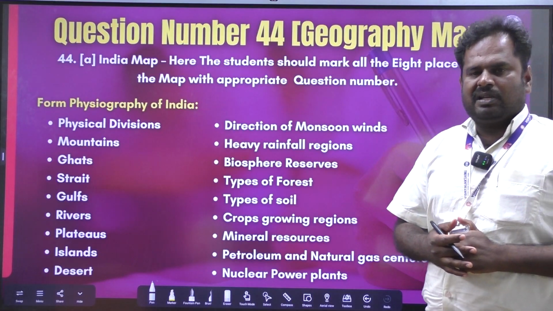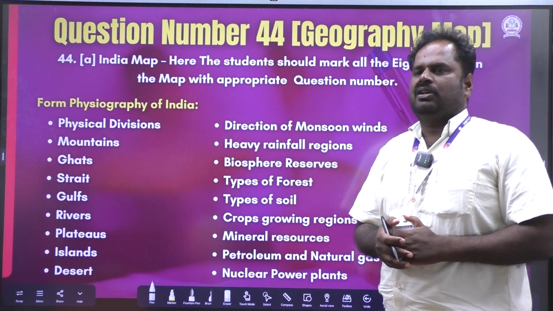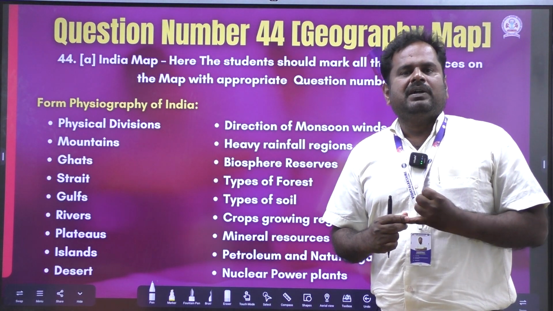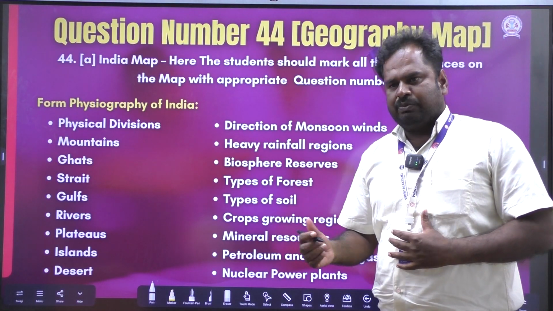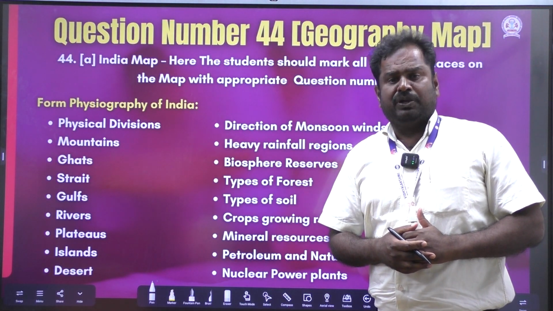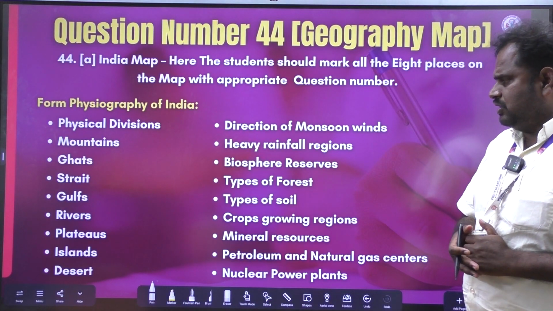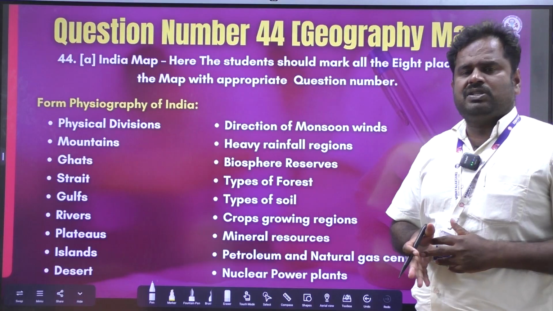The second lesson is a climate lesson. You have to practice all the directions of both the southwest monsoon and southeast monsoon. Then types of forest and biosphere reserves in India. And the third lesson concerns types of soil and crop growing regions.